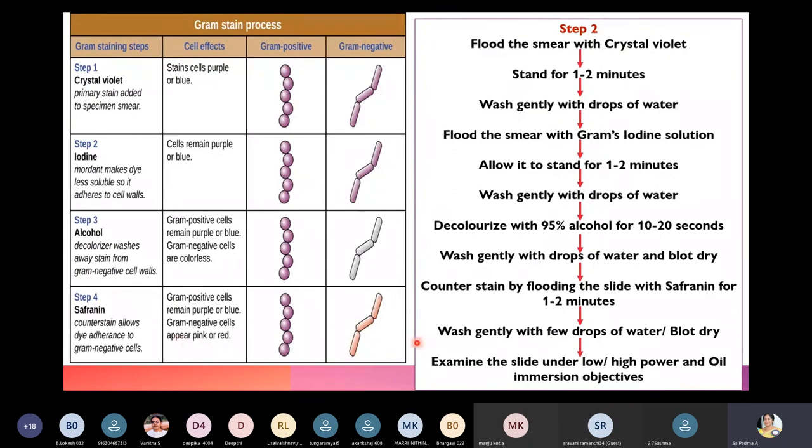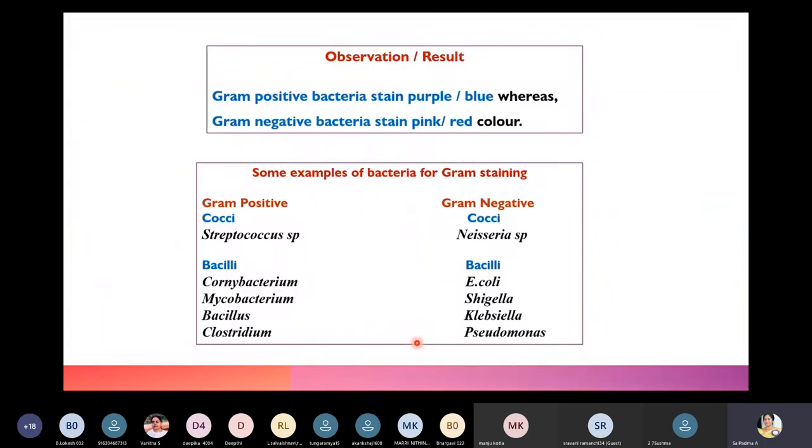Okay, so that is the explanation of the Gram staining process. Now coming to the observation and the result.